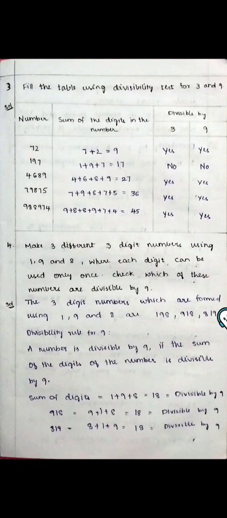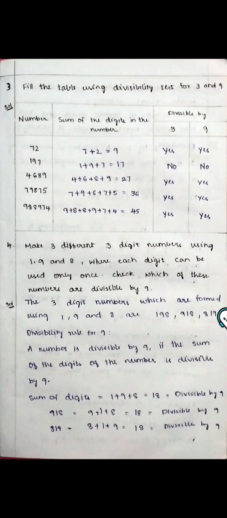And the next one is make 3 different 3-digit numbers using 198, where each digit can be used only once. Check which of these numbers are divisible by 9. So they are asking us to make 3 different 3-digit numbers using 198. That means we can use the digits in any way, and we have to make different numbers by changing the positions and check whether these are divisible by 9 or not.